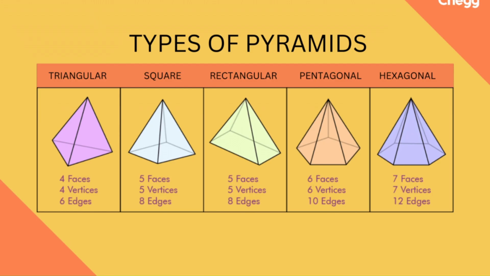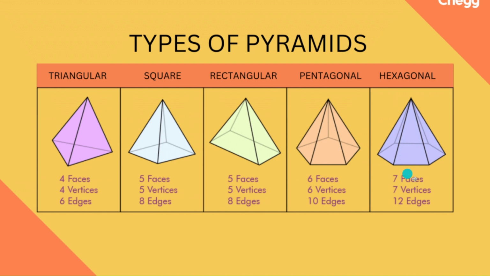A pyramid is a 3D shape that has one base and triangular faces that all meet at a single point called the apex point. We name a pyramid by the shape of its base. For example, a triangular pyramid has a triangle as its base, a square pyramid has a square base, and a rectangular pyramid has a rectangular base. A pentagonal pyramid has a pentagon-shaped base, and the hexagonal pyramid has a hexagon base.